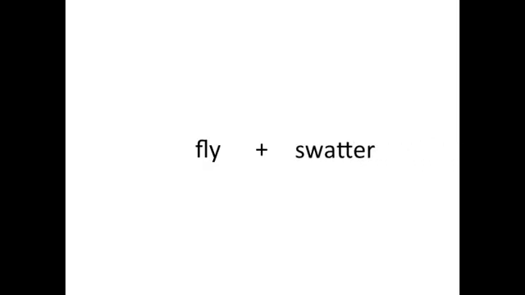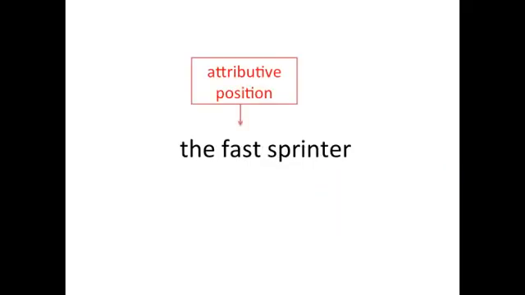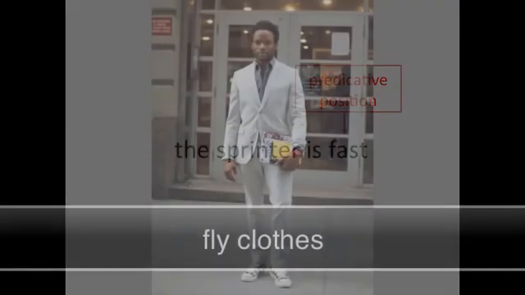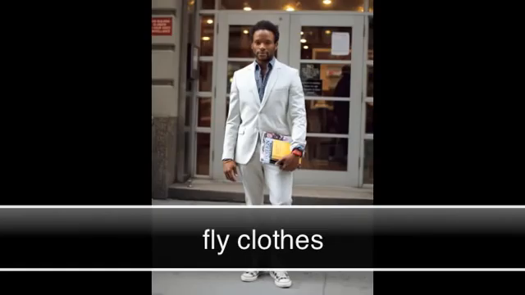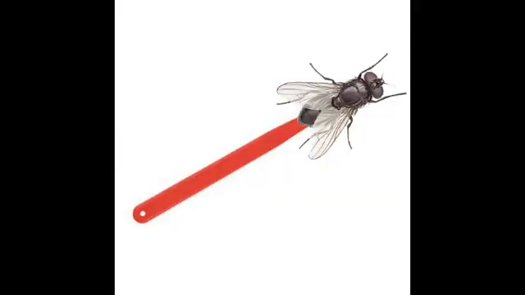Although in these cases fly appears before the noun in attributive position, that doesn't mean that fly is formally an adjective. By form, adjectives have comparative forms. You can have flyer clothes than someone, but you can't have flyer fishing. Also, adjectives can appear in predicative as well as attributive position. In other words, they can come after linking verbs like to be or to appear. So you can have fly clothes, and those clothes can be fly. You can use a fly swatter, but that fly swatter can't be fly.